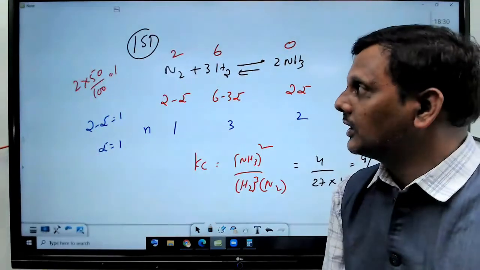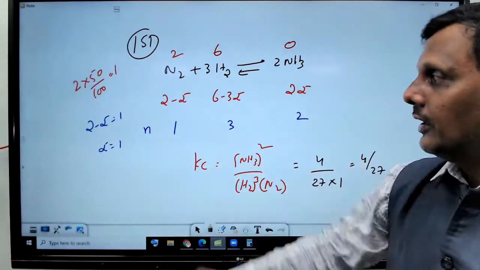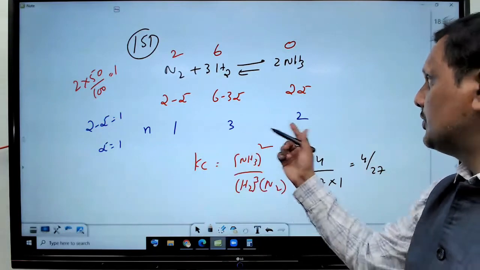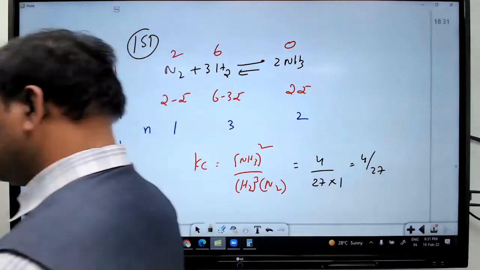2 moles में 50% कितना है? 1 है. Unreacted is 1 है. 2 minus alpha is equal to 1 है. Then alpha calculated 1. Substituting all values over here है. So we get Kc is equal to 4 by 27. Okay.